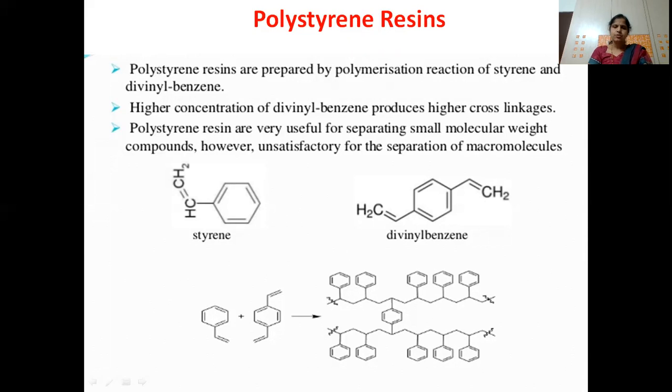Here you can see the para positions are almost free, so we can easily incorporate a functional group at this position. If we want a cationic exchanger, we introduce sulfonic groups, or we can use quaternary amino groups. In this way, we can prepare both resins, starting from the resin made up of styrene and divinyl benzene.